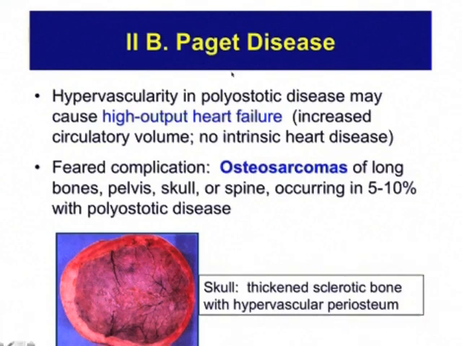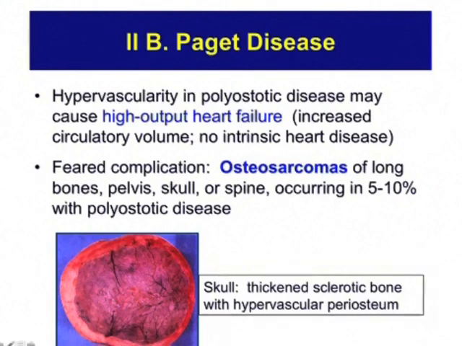So the other complications of Paget's disease, the most dreaded complication here is osteosarcoma. So 5 to 10% of patients who have Paget's in multiple bones are prone to getting osteosarcoma. So these people really have to be scanned carefully over time to make sure we don't miss this.